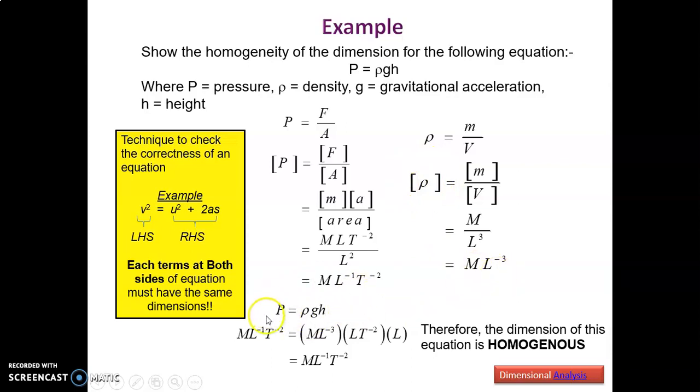Now you have to state the dimension on each side of the equation. On the left hand side is M per L per T square. On the right hand side, you have to multiply each of the dimension for each particular physical quantity. So we have M per L cube multiply with L per T squared multiply with L. So we get M per L per T square. So as what we can see from the slide, both dimensions on the left hand side and the right hand side show the equal dimension. Therefore, the dimension of this equation is homogeneous.